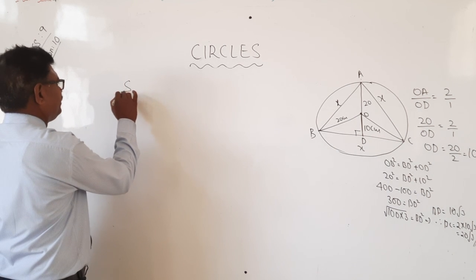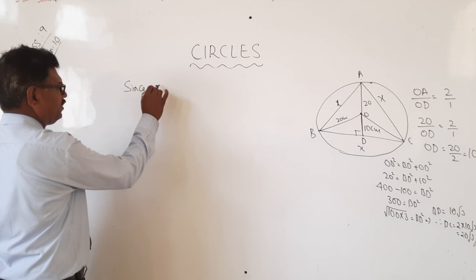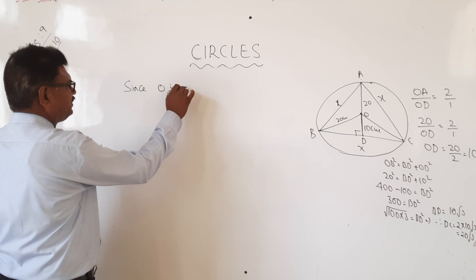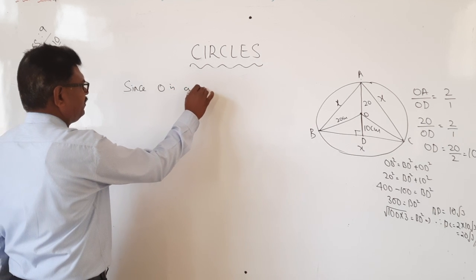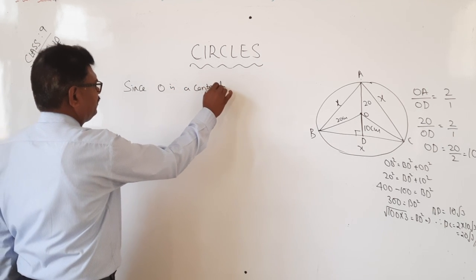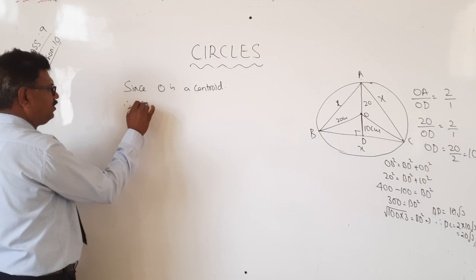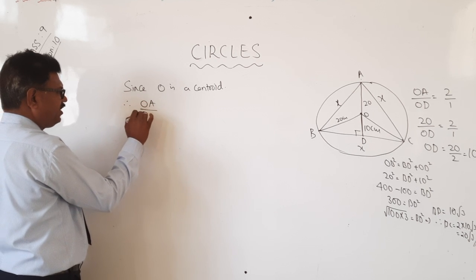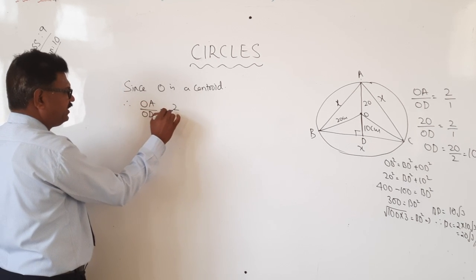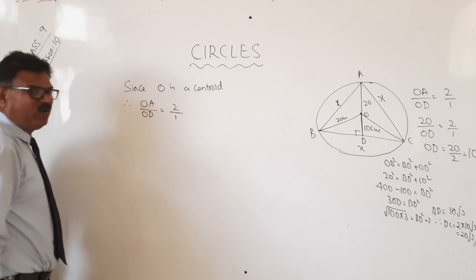Since O is a centroid, they are in the ratio 2 by 1.